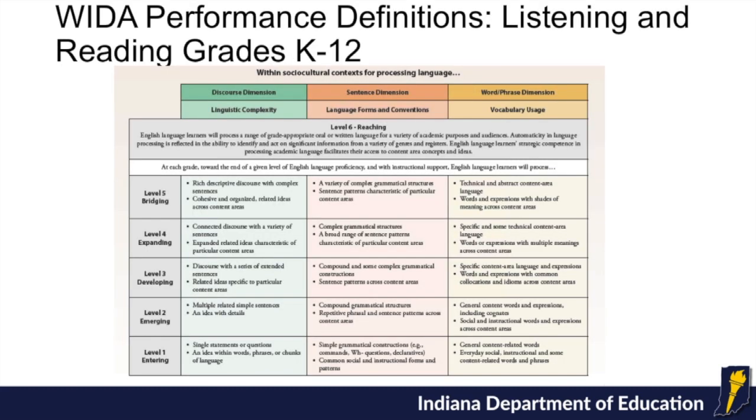The performance definitions further break down the academic language by the 6 levels of language proficiency. These levels are 1 entering, 2 emerging, 3 developing, 4 expanding, 5 bridging, and 6 reaching. This slide shows the receptive language, listening, and reading for grades K through 12. These performance definitions represent how ELs process language to comprehend information, ideas, or concepts in either oral or written communication. Notice how at level 1 under the word or phrase dimension it reads general content related words, while at a level 5, technical and abstract content language is indicated.